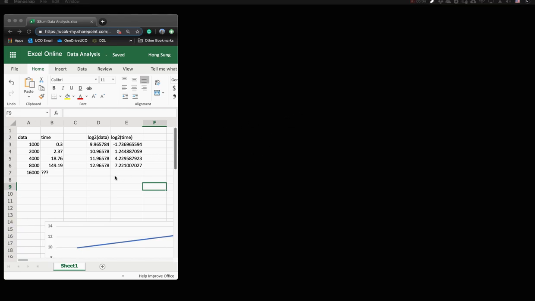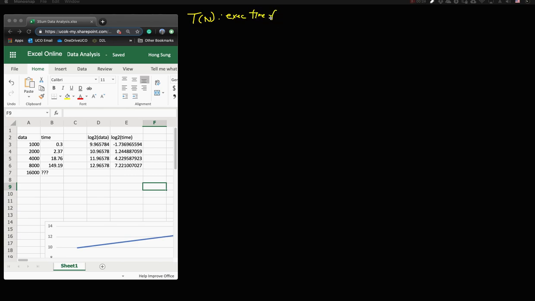Now let's plot the graph out of the data, which took a log2 function, and then see the behavior of the function. So let's set that T(n) means execution time of n data. Then let's put it into a y-axis.